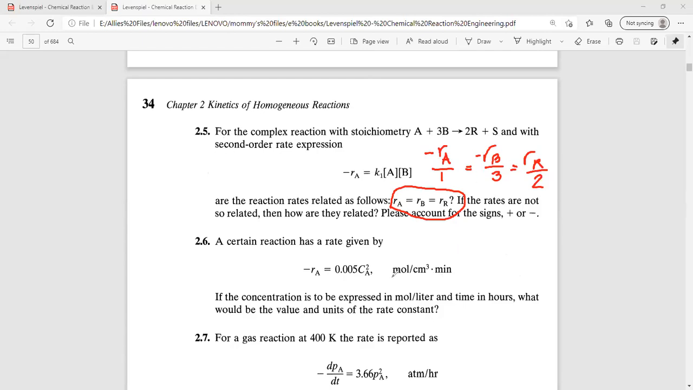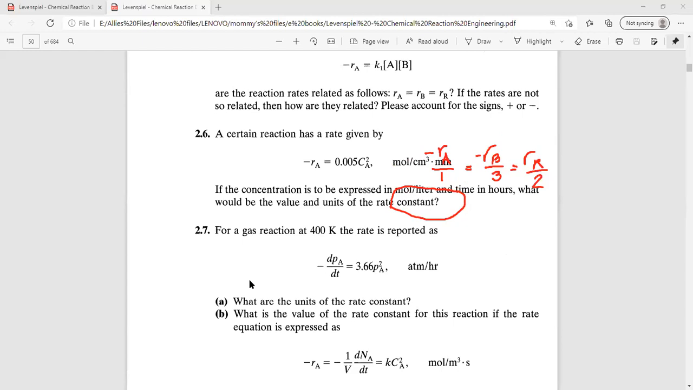Okay, now we proceed to 2.6. You're given a certain reaction which has a rate of 0.005 CA squared, having this set of units. If the concentration is to be expressed in mole per liter and the time in hours, what would be the value and units of the rate constant? Okay, so I need help here. Who can help me here? What would be the value and the units of the rate constant?